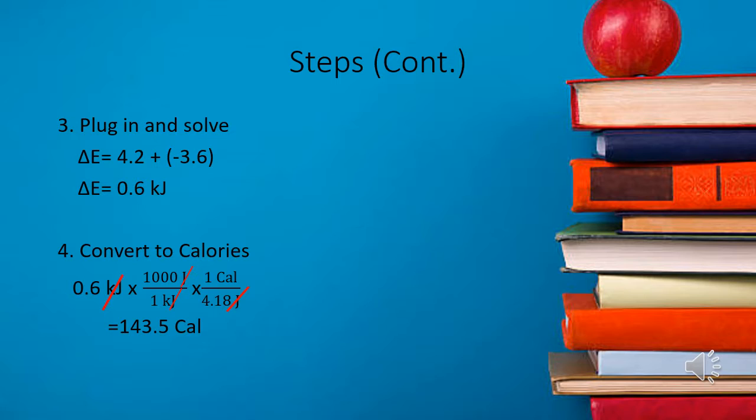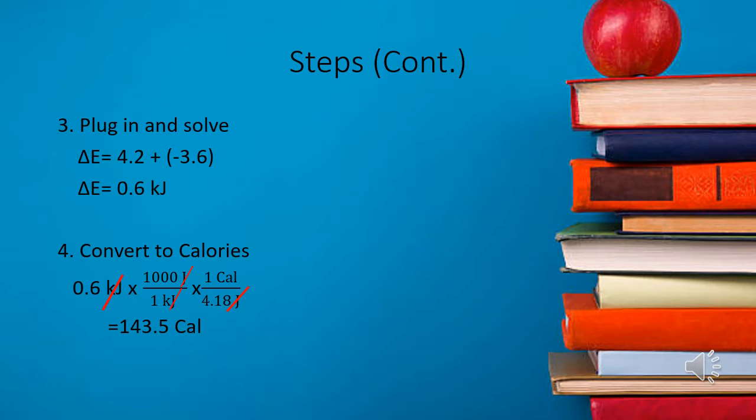So step 3 is to plug in and solve, and so now we have delta E is equal to 4.2 plus parentheses minus 3.6 close parentheses. The reason why I have put negative 3.6 in parentheses is because I have noticed that most students have a problem with integers and they don't carry the sign over, so I'm just using the parentheses to show that the sign is separate so it doesn't confuse you. So after you do simple algebra, the answer comes out to be delta E is equal to 0.6 kilojoules.